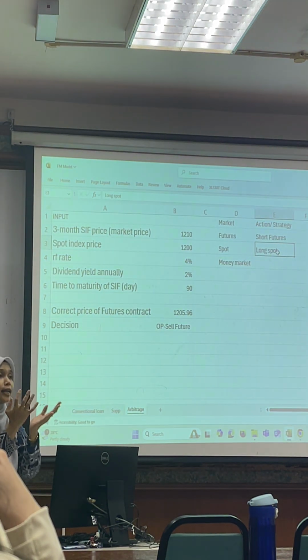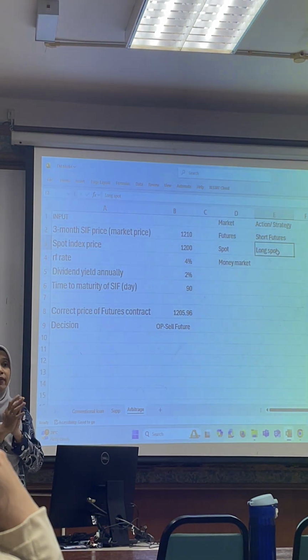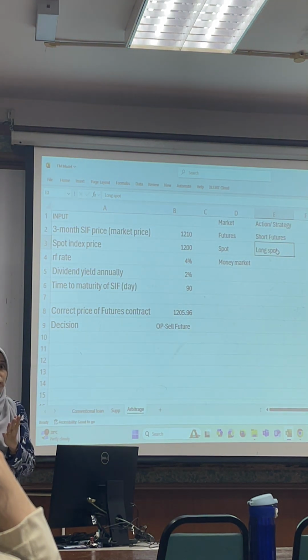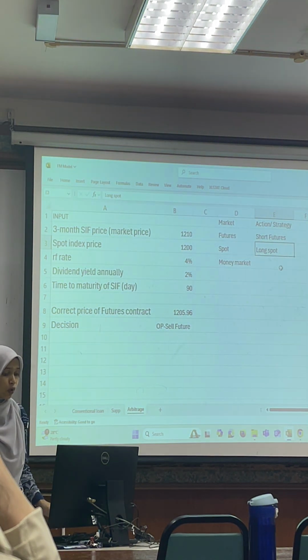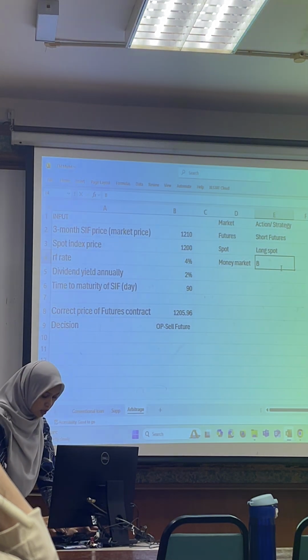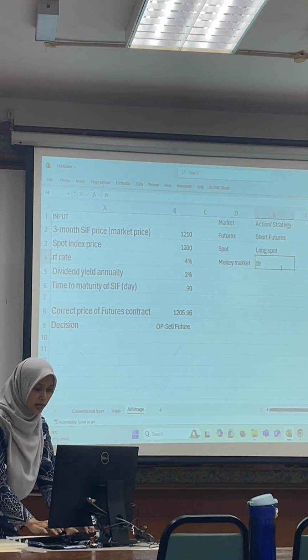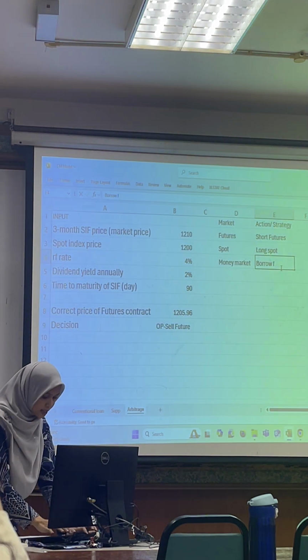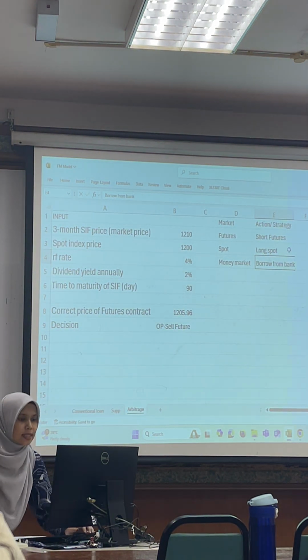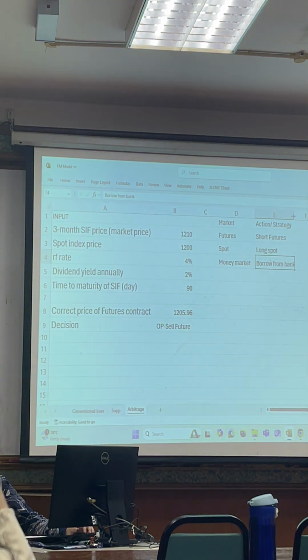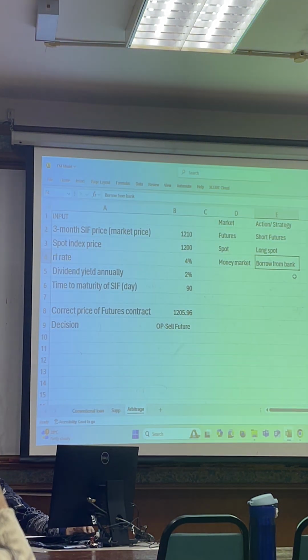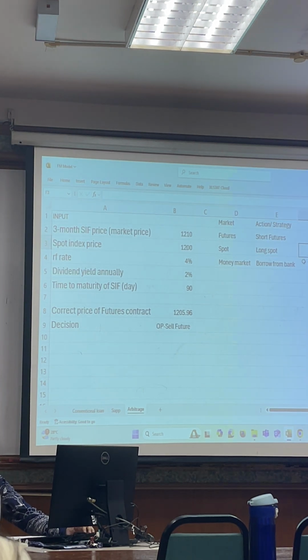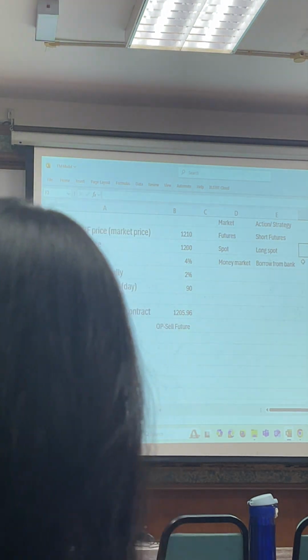How do you get the money to buy this FBM KLCI? You need the money. So you need to borrow. You borrow. This is the borrow format. That is your action, or you can borrow from others, which means you are not using your own money.